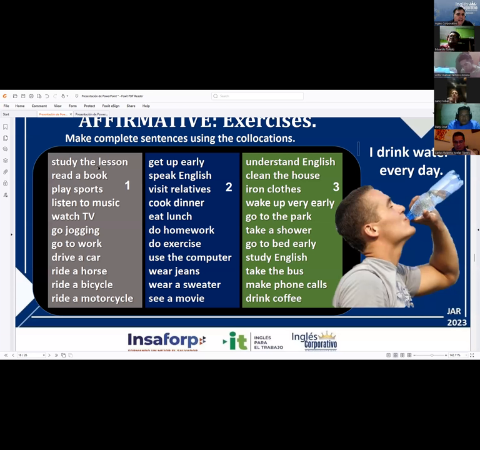Listen to the model. Study a lesson, read a book, play sports, listen to music, watch TV, go jogging, go to work, drive a car, ride a horse, ride a bicycle, ride a motorcycle, get up early, speak English, visit relatives, cook dinner, eat lunch, do homework, do exercise, use the computer, wear jeans, wear a sweater, see a movie, understand English, clean the house, iron clothes, wake up very early, go to the park, take a shower, go to bed early, study English, take the bus, make phone calls, drink coffee.